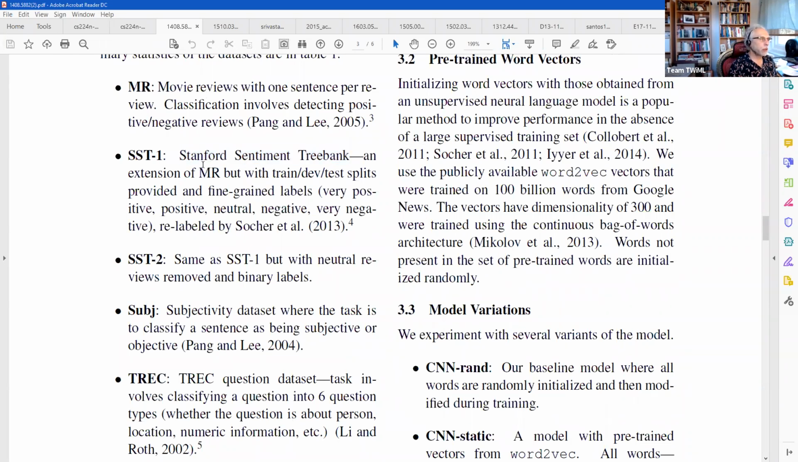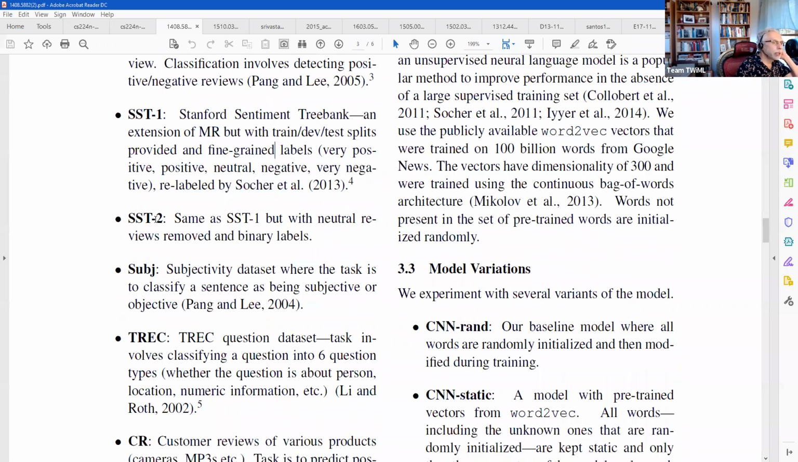It's also extended from this movie review data, but providing train, test, dev splits and fine-grained labels. In other words, instead of just plus and minus, it has 5 different labels: very positive, positive, neutral, negative, and very negative. Socher, the guy from Stanford, who's collaborating with Manning on a lot of these papers, created that, I guess.